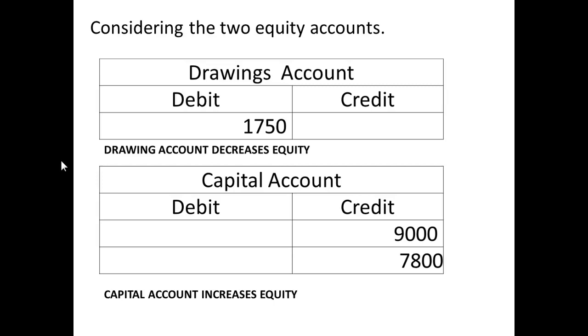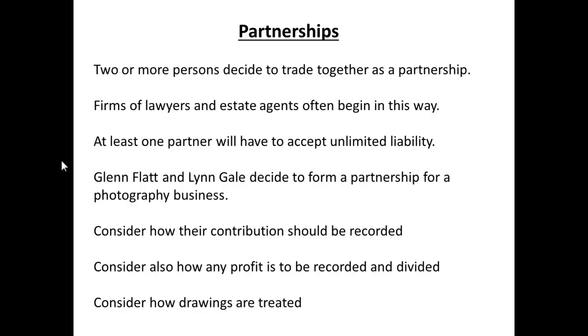So we now have two equity accounts: the drawings account, and debiting a drawings account will decrease equity, and the capital account, and crediting the capital account increases equity. So those are the main things with sole traders. They increase their capital by making credits to the capital account, and they decrease the equity by making debits to the drawings account. Now, what about partnerships?